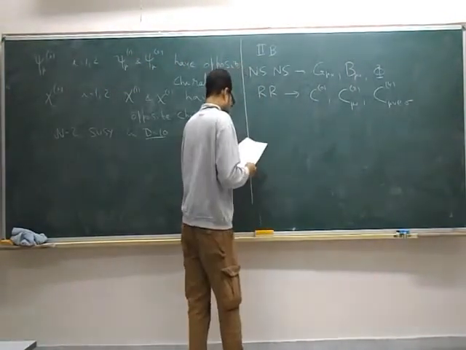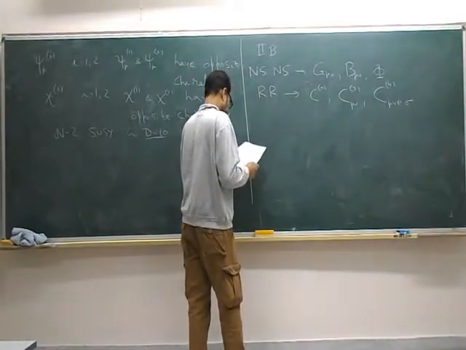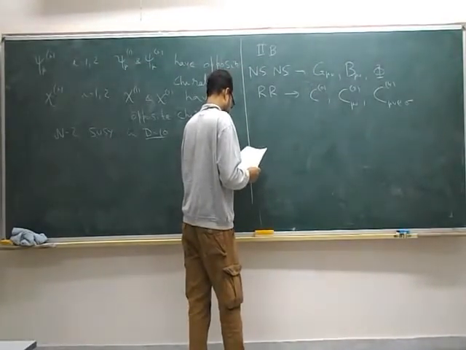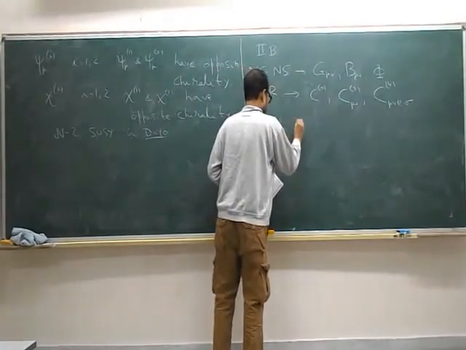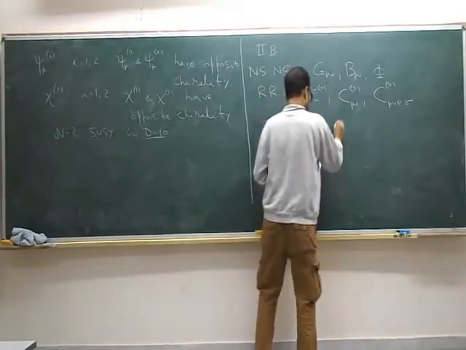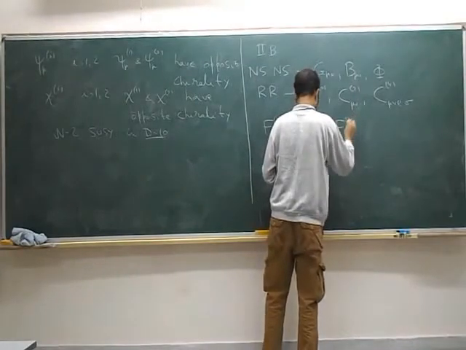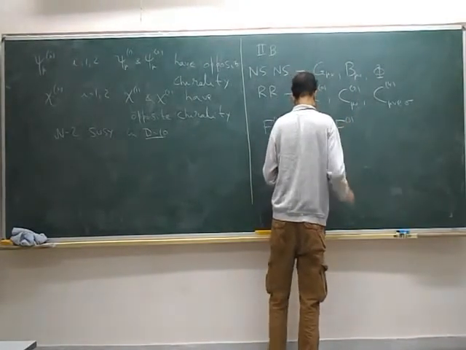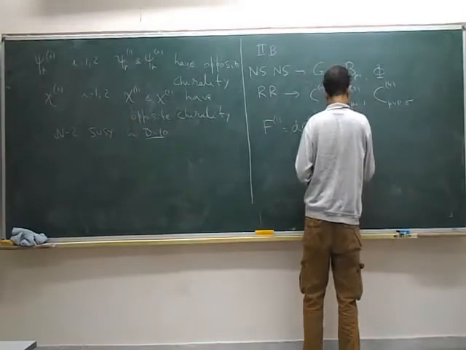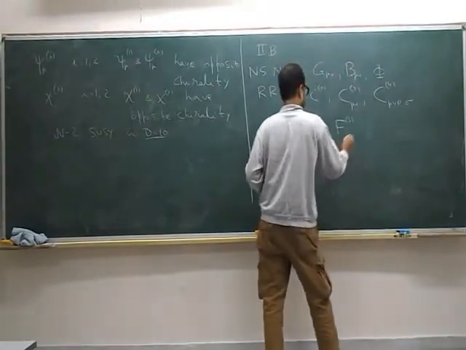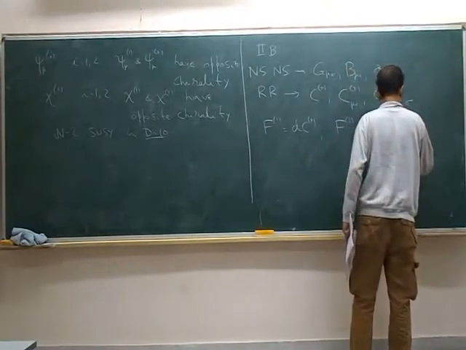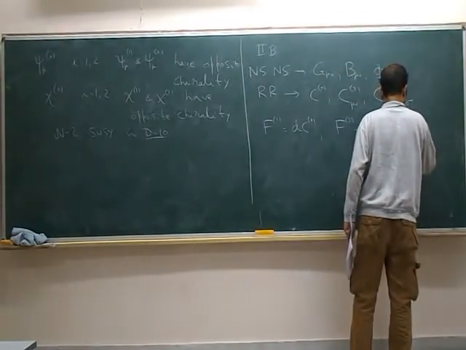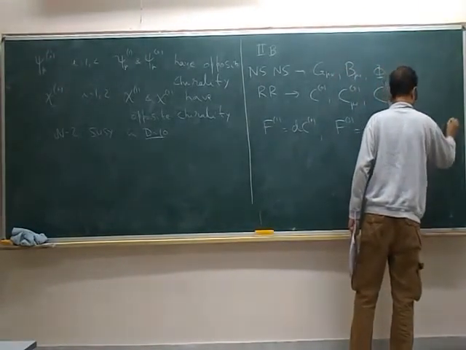So we again define our F's. F1 is DC0, F3 is DC2, F's are just directly D's. Okay, so F5 is DC4.